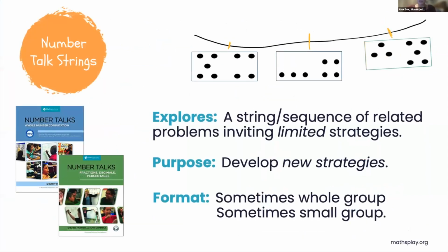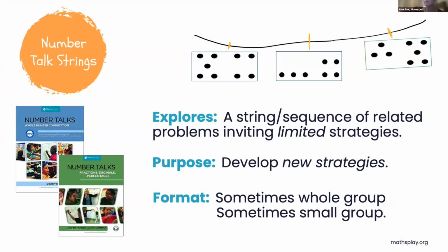Now, a number talk string is a variation on a number talk, and rather than inviting lots of different strategies, they're designed to invite limited strategies in order to develop new ones. So in this instance, you've got these three number cards going from left to right, and you can see that first one there. It's a dice pattern. It's nudging towards starting with that bigger number and counting on, in the hope that that will come out in that discussion.